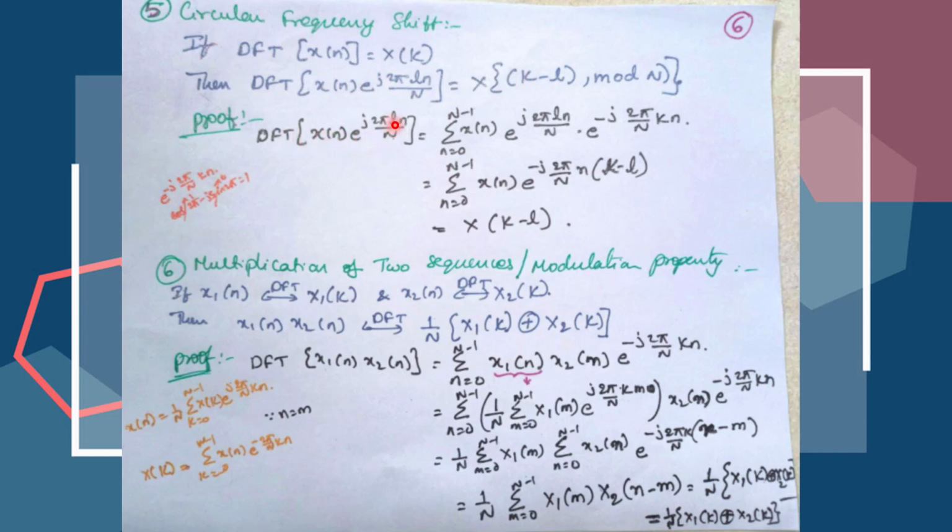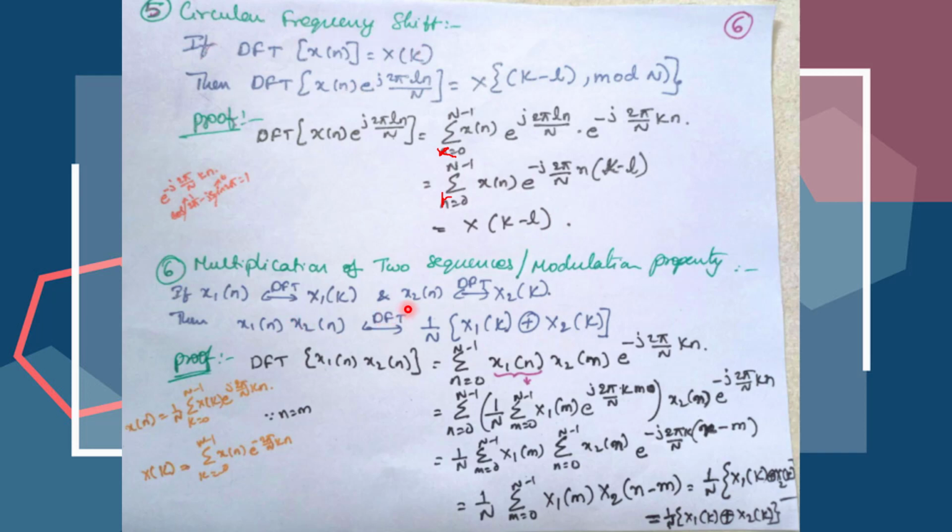DFT of x of n e power j 2 pi ln by n can be written as summation of x of n e power j 2 pi ln by n e power minus j 2 pi by n kn. The same term is placed here. Consider it as the x of n term, then e power minus j 2 pi by n kn. Can take common e raised to minus j 2 pi by n into k minus l. From this expression we can write it as x of k minus l. Hence it is proved. Circular frequency shift is proved.